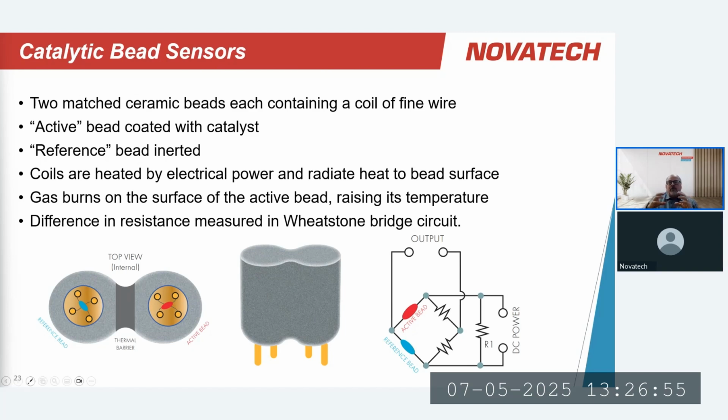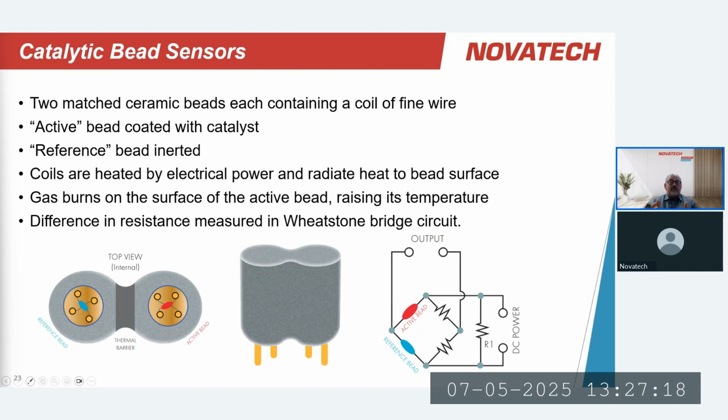Little wires that are coated within either a ceramic or a glass bead of some kind, or embedded, I should say. One of the beads will have a catalyst on it and the other does not. And the idea is that as we're passing current through them, we're heating up these beads. And because we're operating below LEL, we're not at the point where combustion can occur.